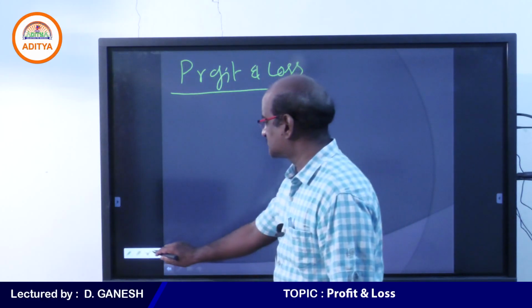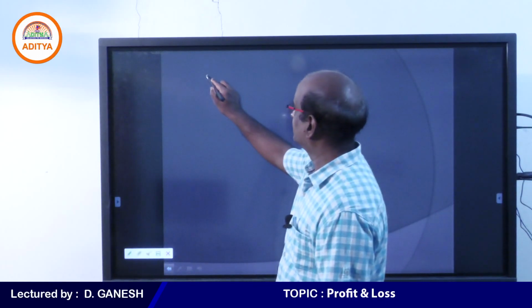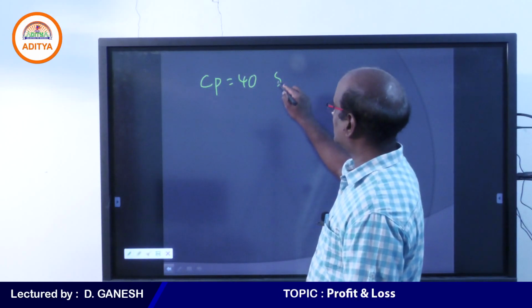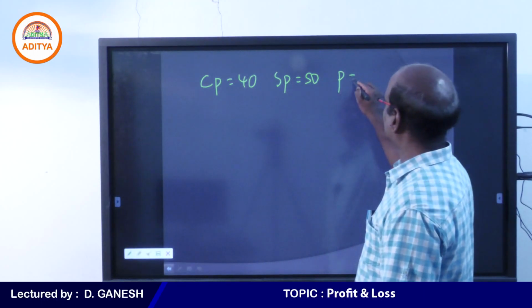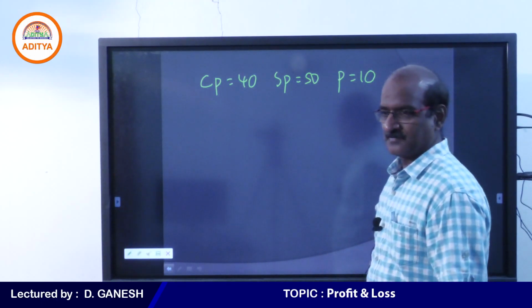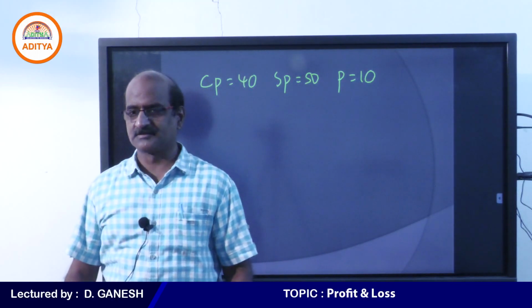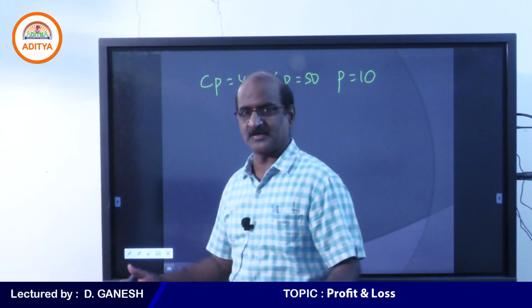Now please look at that. You know what is profit and what is loss. For example, if an article is bought for 40 rupees and it is sold for 50, you say that there is a profit of 10 rupees, right? Because it was bought for 40 and sold for 50, obviously 10 rupees is the profit.